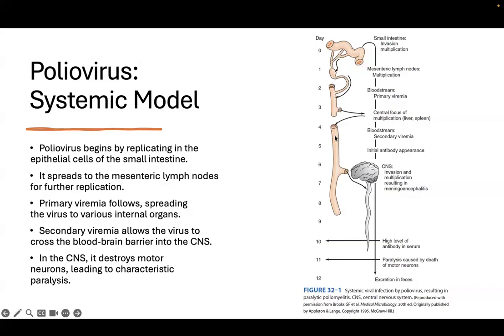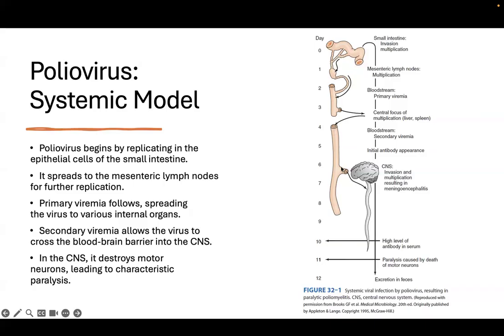And through the blood, they go to all different types of organs. This could be your liver or your spleen. They replicate in your liver or your spleen in big numbers, because they're multiplying so much. Polioviruses kill a lot of the liver or spleen cells and release a lot of viruses. The viruses then go again, because there's so much of it being produced, and enter the blood again. This is your second viremia.